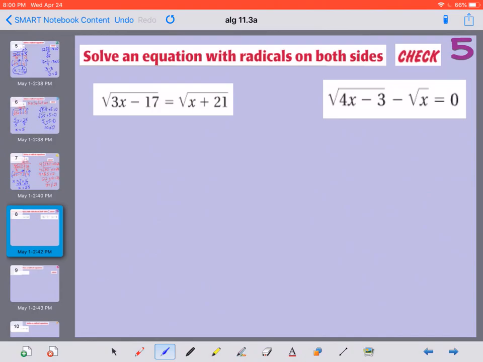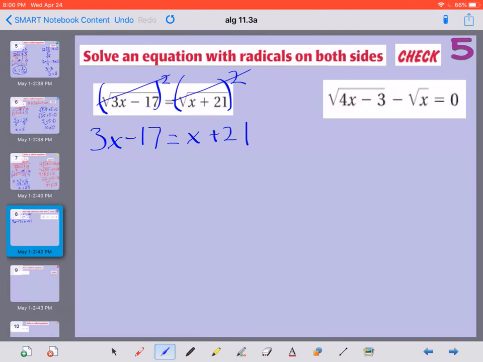Alright, so now we have to solve an equation with radicals on both sides. So what we're just going to do is try to get rid of our radicals. Now how do we get rid of radicals? Well, we have to multiply them both by themselves. We have to square them. Now a square root and a square, they're going to cancel out. I'm just going to be left with 3x minus 17. Again, they're going to cancel out. I'm going to be left with x plus 21.